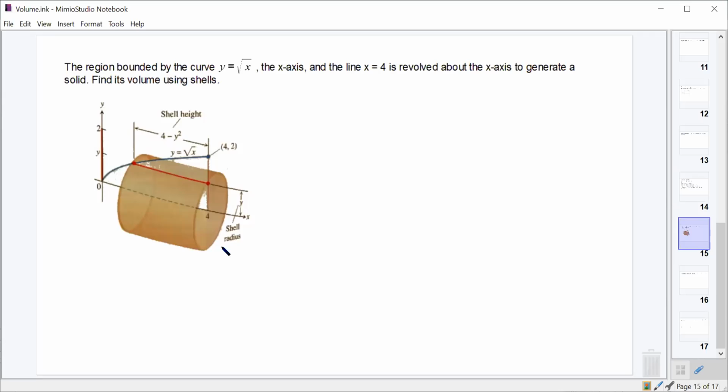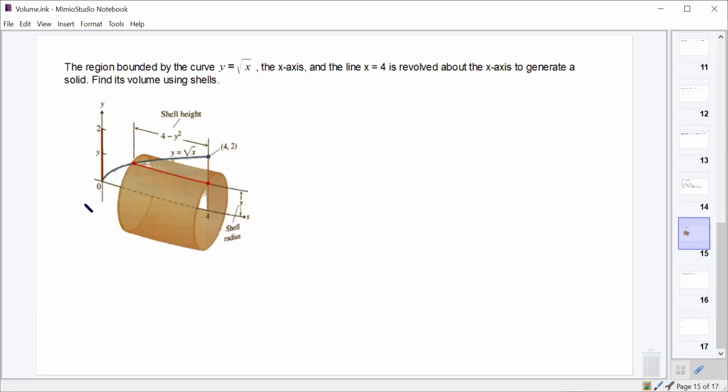It's got one shell drawn in it, right? So it's just a hollow cylinder. And so we need to find the radius of that cylinder. We need to find the height or the altitude of that cylinder. And we need to determine if that thing's thickness is in terms of y or in terms of x. And then we just do 2 pi r h dy or dx.